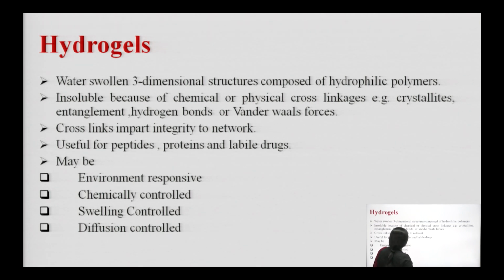Now, due to this extensive cross-linking or gel-like network, they will exhibit slow release of highly dissolving drugs. Secondly, they will offer protection to hydrolyzable type or unstable drug molecules like peptides, proteins and labile molecules. So, they are extensively used for delivery of peptides, proteins and labile drugs, and these hydrogels may be of 4 different types. First one, environmental responsive hydrogels. They are also called as stimuli responsive hydrogels.